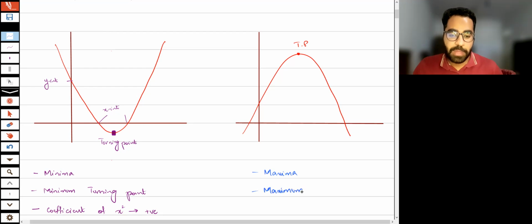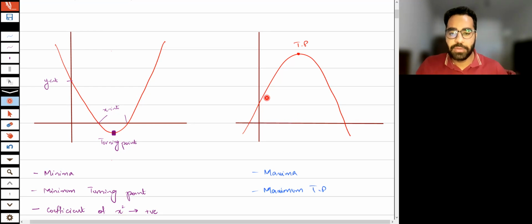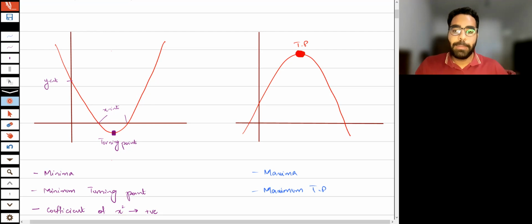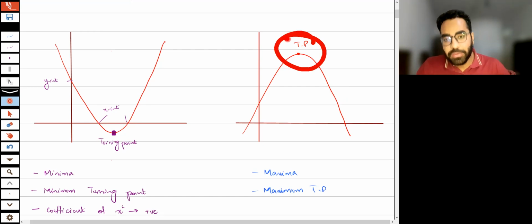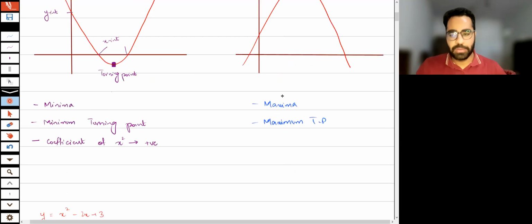And why am I calling this the maximum turning point? Because if I increase the values of x, my value of y is continuously increasing. At this point, I'll get the maximum value of y. Over here, I'm going to get the maximum value of y. Once I cross this point, my value of y will start to decrease. So at the maximum turning point, we get the maximum value of y. That is why this is known as a maxima or the maximum turning point.